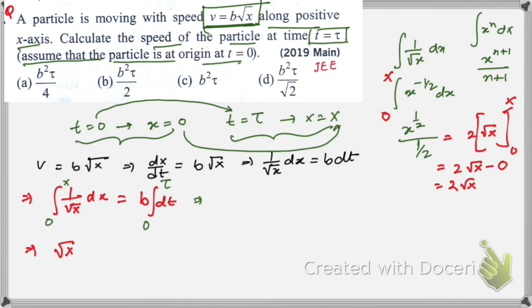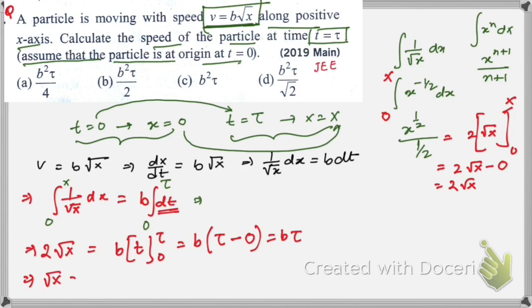On the other side, if you integrate dt, you should get t. We are integrating it from 0 to tau, so t is replaced by the upper limit, minus t replaced by the lower limit, which is 0. Then this is equal to b tau. So what will be the value of root x? Root x will be equal to b tau by 2. That is the value of root x, b tau by 2.